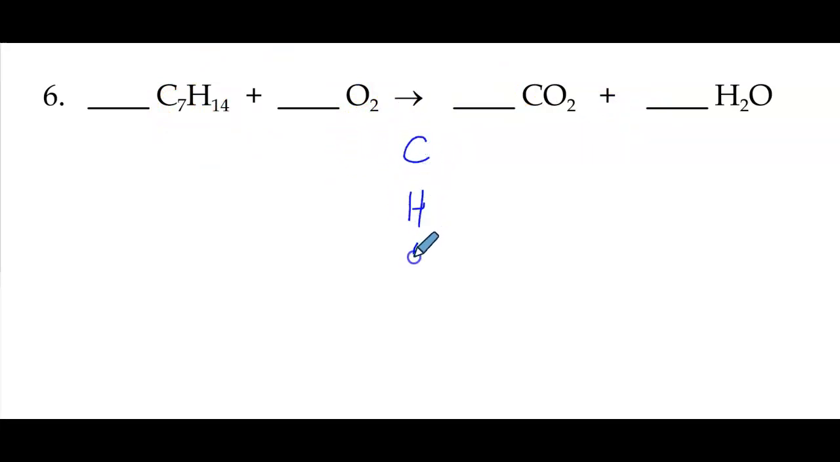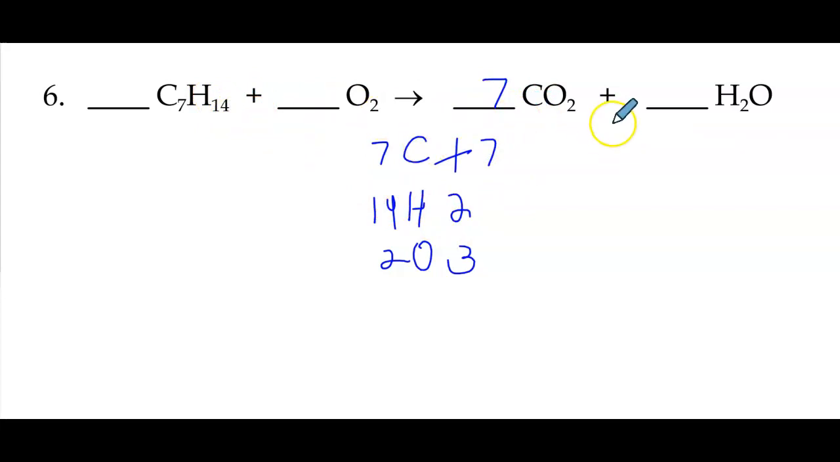I'm going to do C, H, and O. I have 7, 14, and 2. I have 1, 2, and 3. Let's recall again: 7, 14, 2, 1 carbon, 2 hydrogens, and 2 plus 1, 3 oxygens. So on a combustion, remember, you're going to do carbons first, hydrogen second, and leave oxygen till the very, very end. So I'm going to put a 7 here, which gets my carbons to 7. I'm not going to deal with my oxygens. I'm going to leave them last.